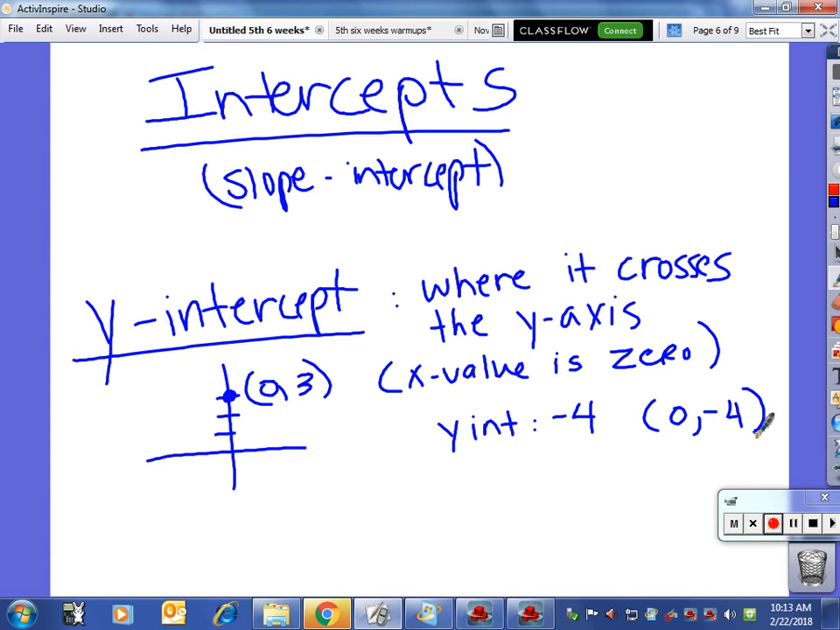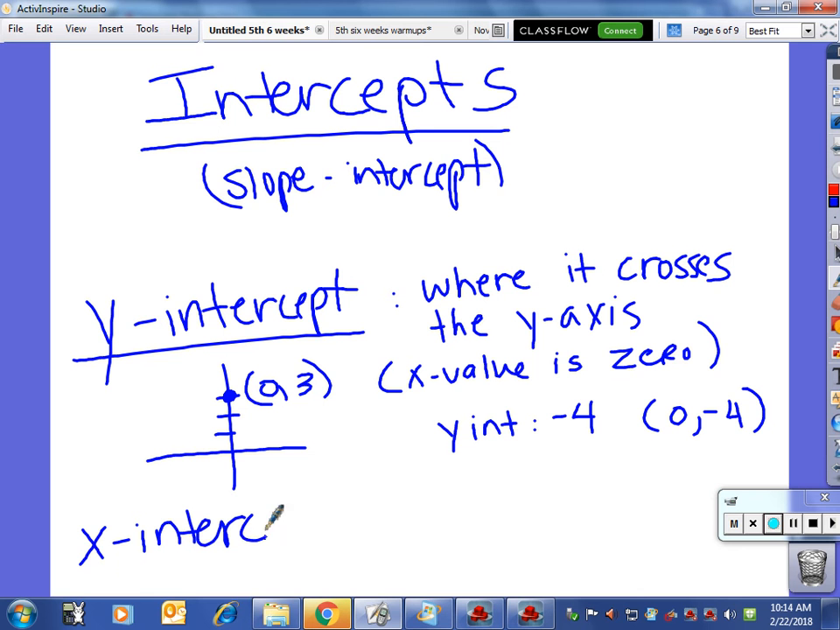So everybody should be writing this down. I see some of you gazing off into space, looking at your calculators, putting on makeup, playing with your nails. Okay, that's y-intercepts.